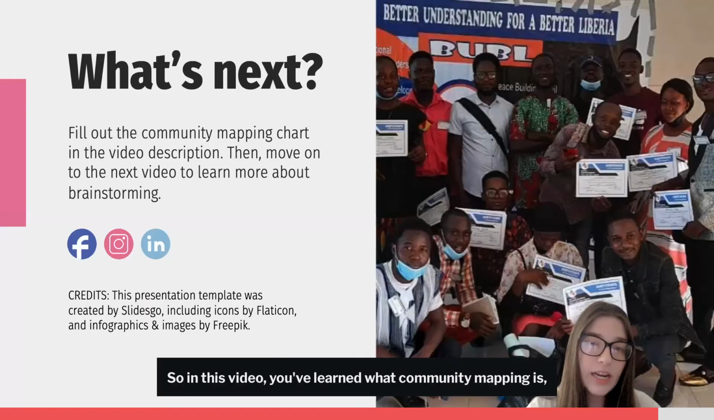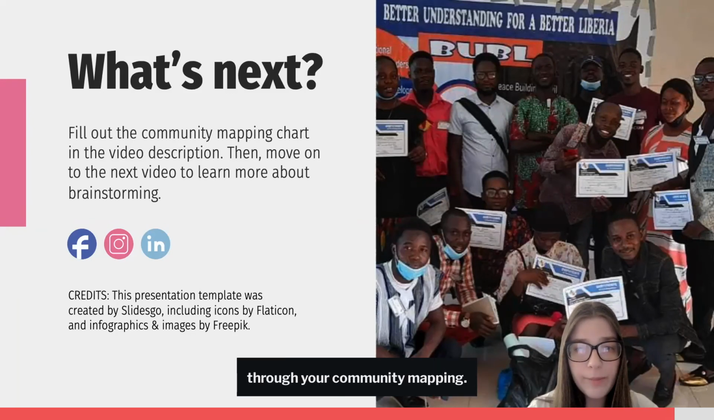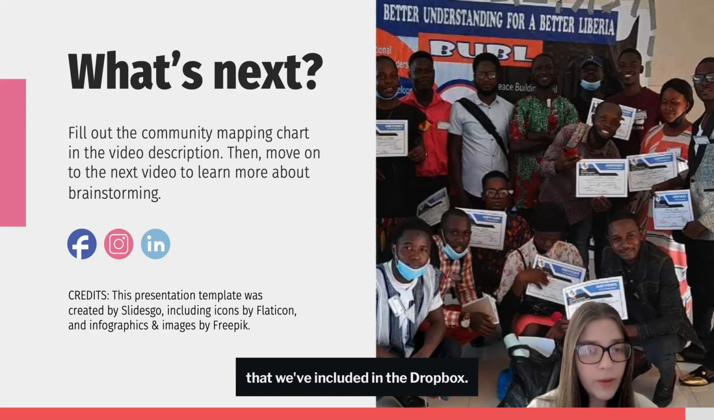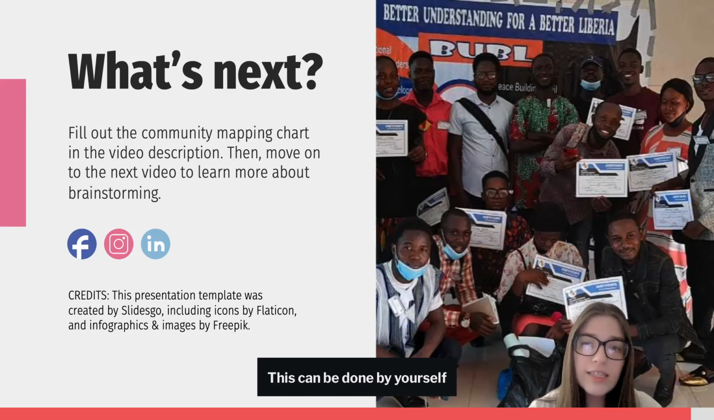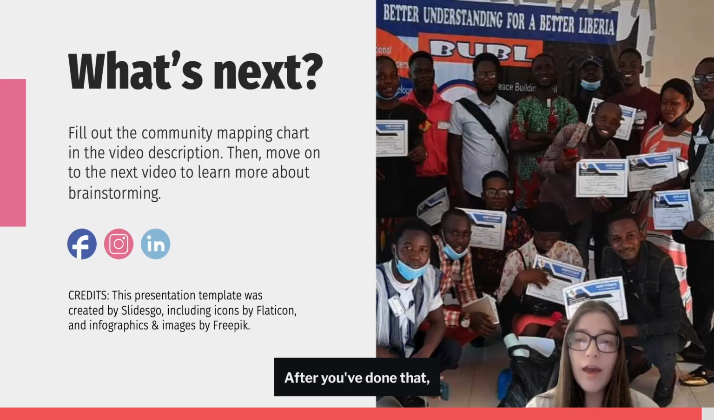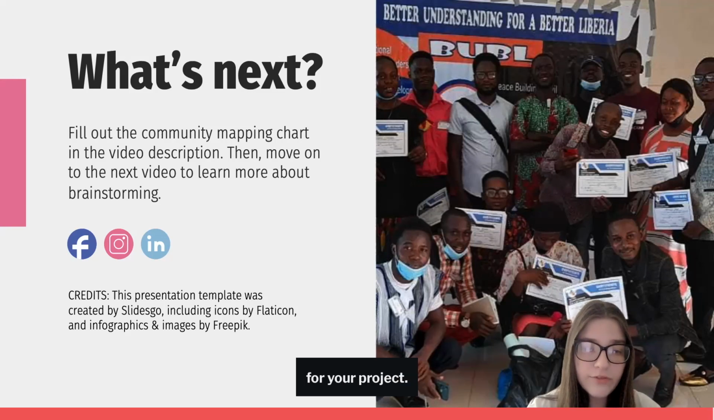So in this video, you've learned what community mapping is, why you should do it, and what kind of assets you can identify through your community mapping. After watching this video, fill out the community mapping chart that we've included in the Dropbox. This can be done by yourself or with other members of your project team. After you've done that, move on to the next video to learn how to brainstorm ideas for your project.